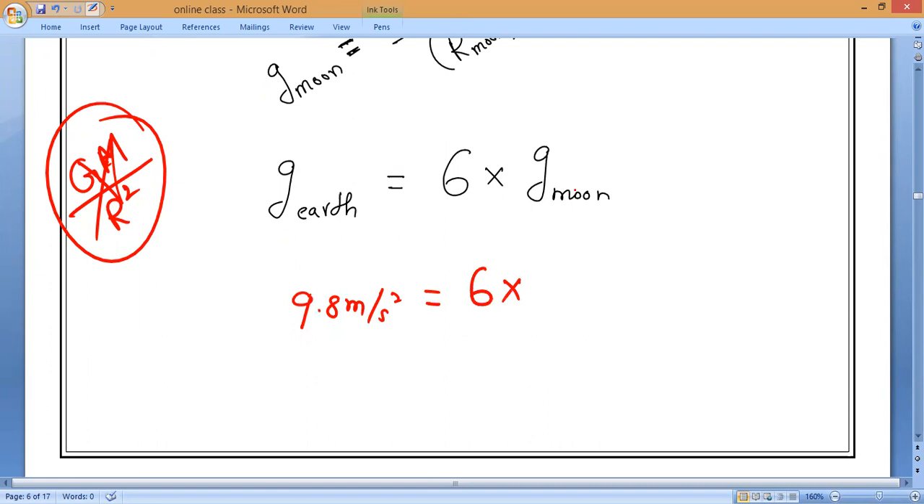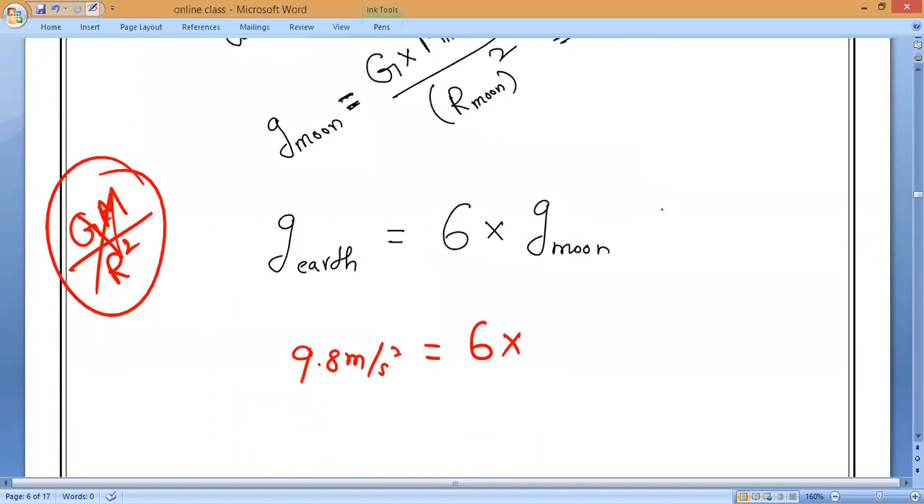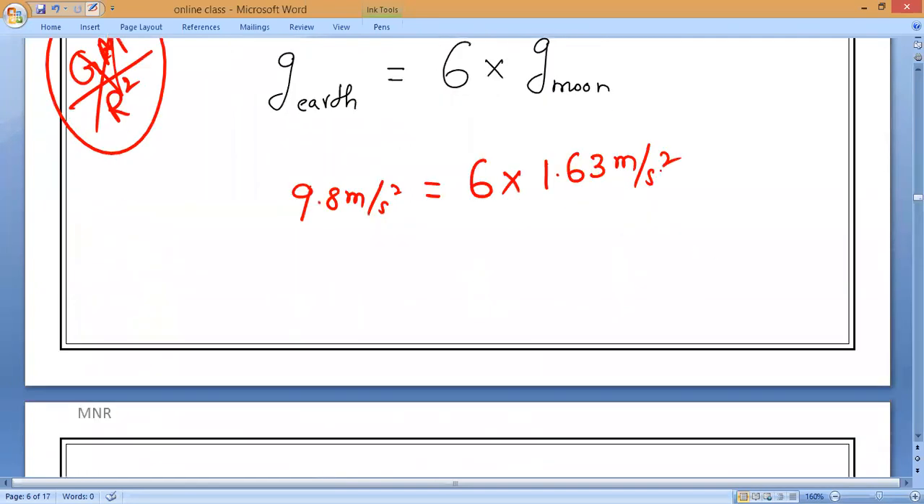What is the acceleration due to gravity of the moon? Divya, here only. Harijeras, you solve that question. What is the acceleration due to gravity of the moon? Everybody? 1.63 meter per second square. Now do the multiplication, all of you.